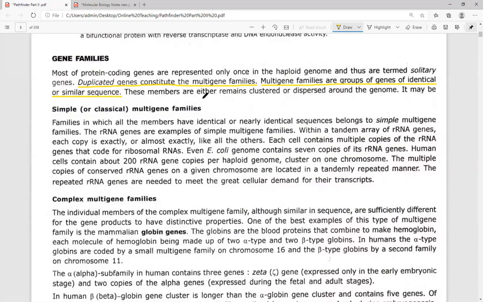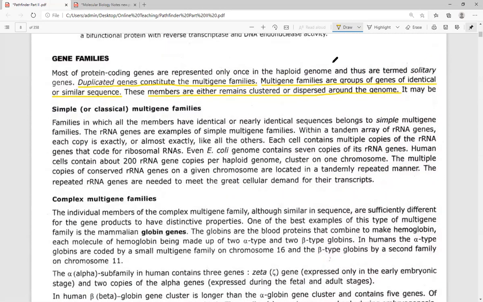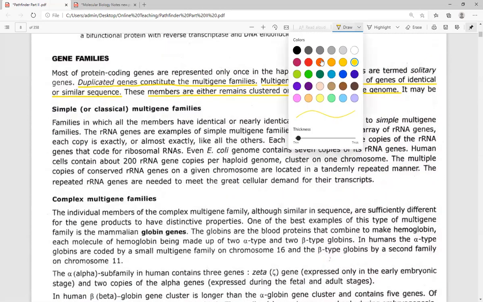Their members either remain closely clustered or dispersed around the genome. Okay, members are closely clustered or they are being dispersed around the entire genome. It may be of two different types, simple multi-gene families and another one referred to as the complex multi-gene family.